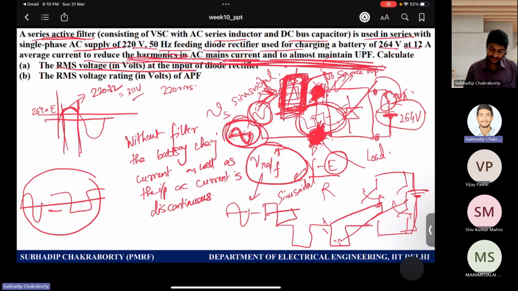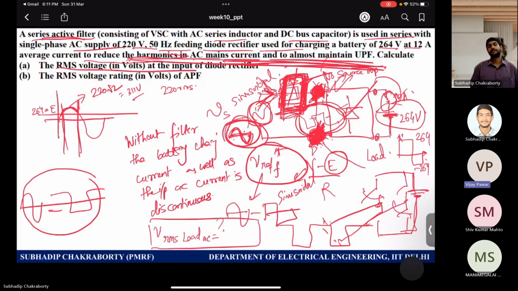You know that the voltage at this point is toggling between plus 264 and minus 264. Then you cannot tell the RMS value? What is the RMS value of such square wave signals? At these two points, the input of the diode bridge rectifier, we are toggling between 264 and minus 264. So what is the RMS value? Yes, I want an answer. It is easy, right?